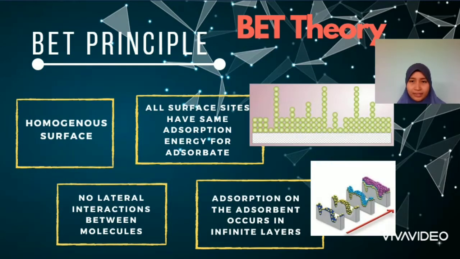The surface sites here have the same adsorption energy for the adsorbate, which is nitrogen. This is the same as saying there is no empty space on the surface layer. The adsorption on the adsorbent occurs in infinite layers. This means the layer does not have to be only a monolayer, but it can be multilayer.